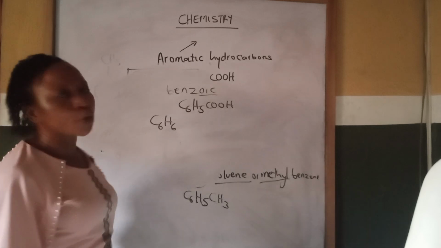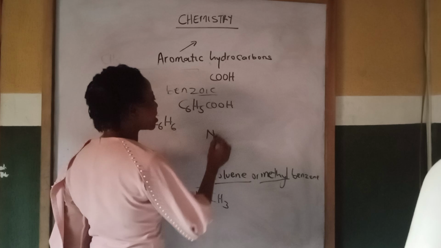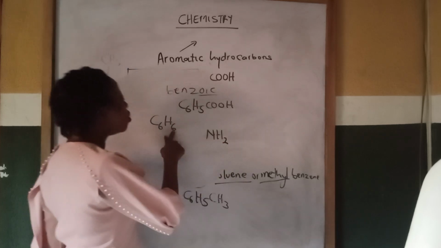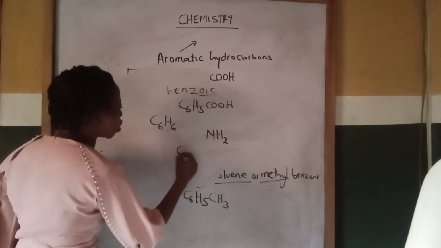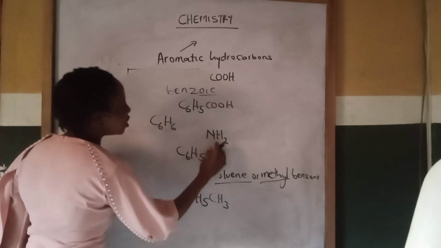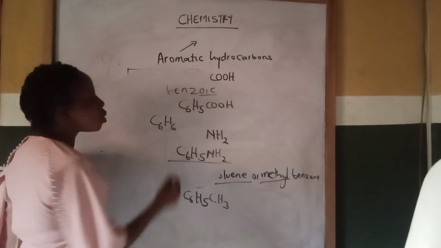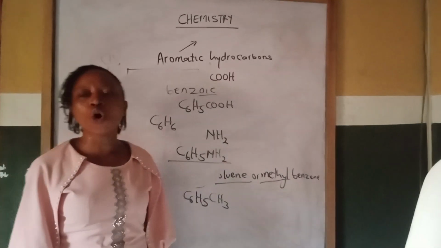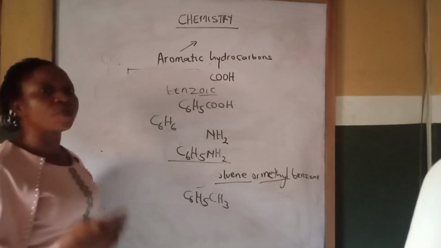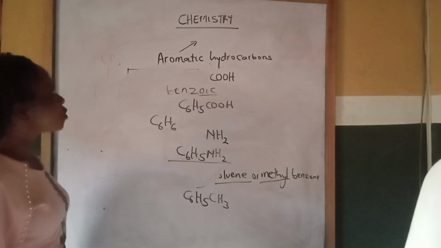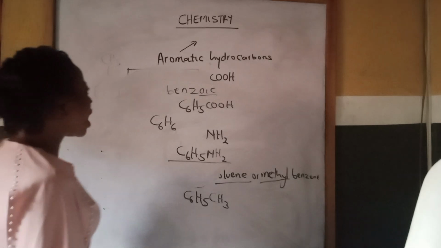We also have aminobenzene. The word amino is derived from the amino group, that's NH2. So when you remove one hydrogen atom from benzene and you replace it with NH2, that will be C6H5 then NH2. So this is what we call aminobenzene or aniline. So those are other derivatives of benzene. So let's move to IUPAC nomenclature of benzene.